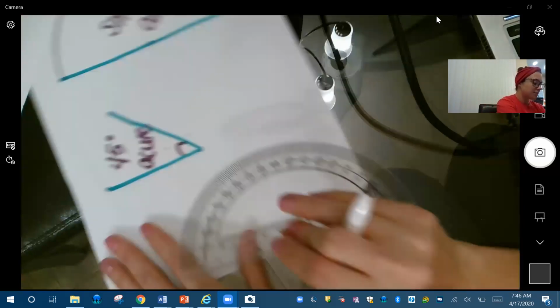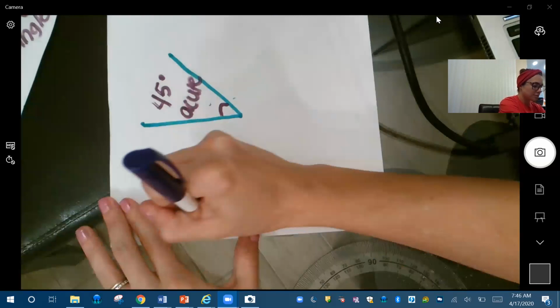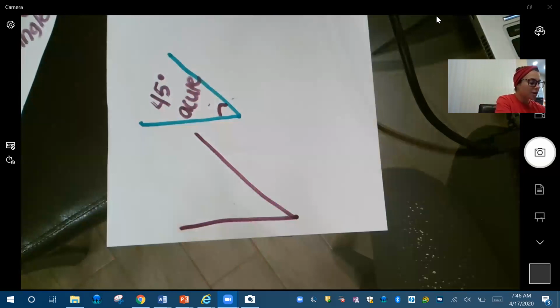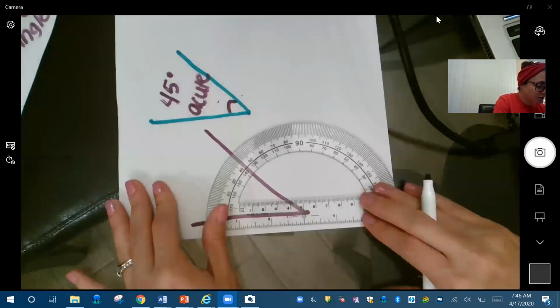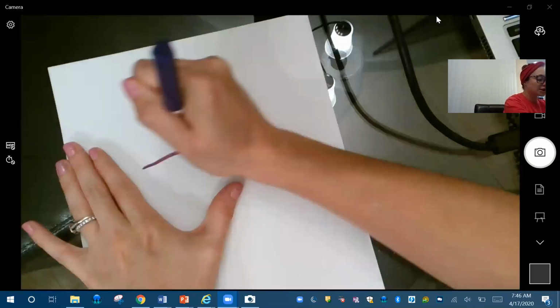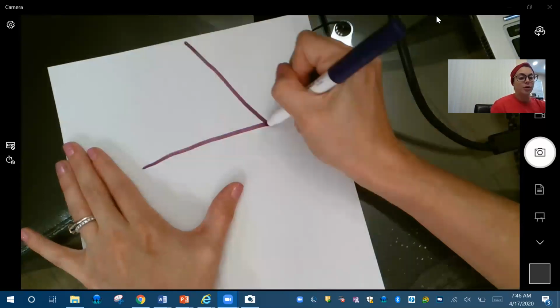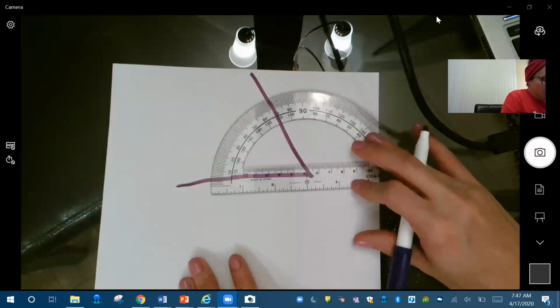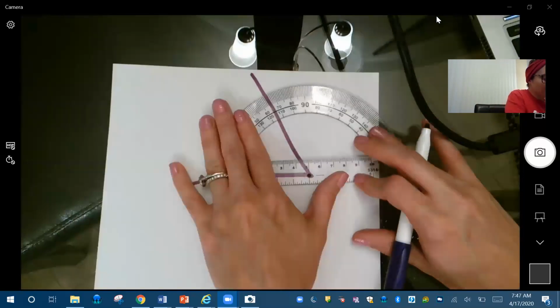Now, let's say, for instance, I see a picture that looks like this. A lot of the questions you're going to get when it comes to a protractor are going to have a picture of an angle with the protractor on top. So notice, here's my angle, right? And I'm going to read this top line.